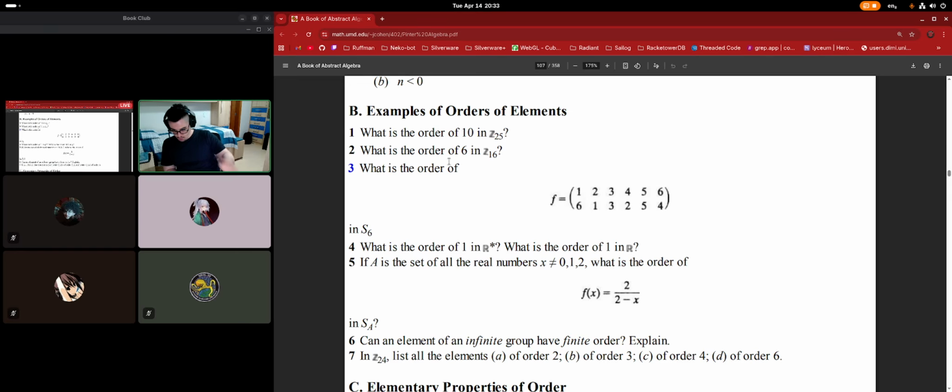Okay. So does anybody have questions about exercises B? Not really a question, but I found 6 down there to be pretty interesting to think about. Can an element of an infinite group have finite order? Well, we just saw, right? Well, yes, but 1 is the identity, right?